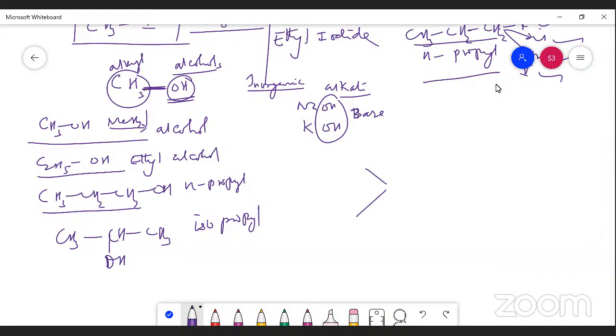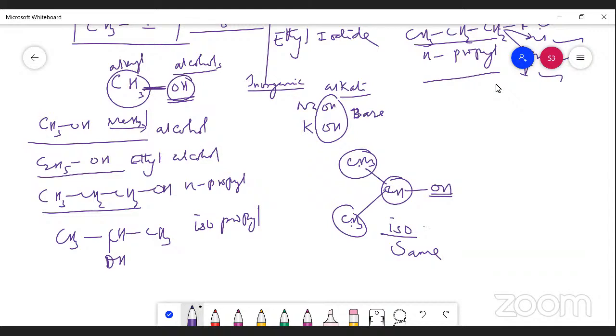The same alkyl groups, CH3, CH3, CH. These two groups are the same. Iso means same, that is a Latin word. Iso means same. The same groups are present. Two same groups are attached with one carbon atom. Now this carbon atom is containing OH.